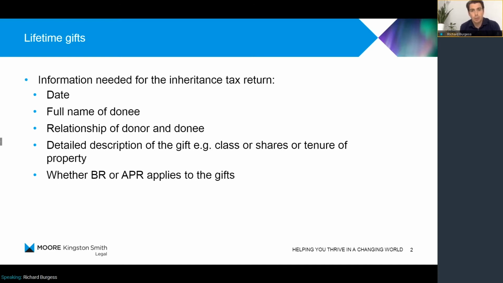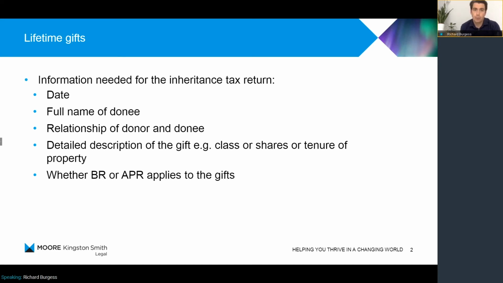The last 2 points: a detailed description of the gift, such as the class of shares or the tenure of property. It's best to make that as detailed as possible, particularly when it comes to shares. If you can, make a note of the precise class of shares and how many shares are being transferred at the date of the gift. Similarly, it should be fairly easy to work out later on the tenure of a property, whether it's leasehold or freehold, in the event there's any ambiguity further down the line.